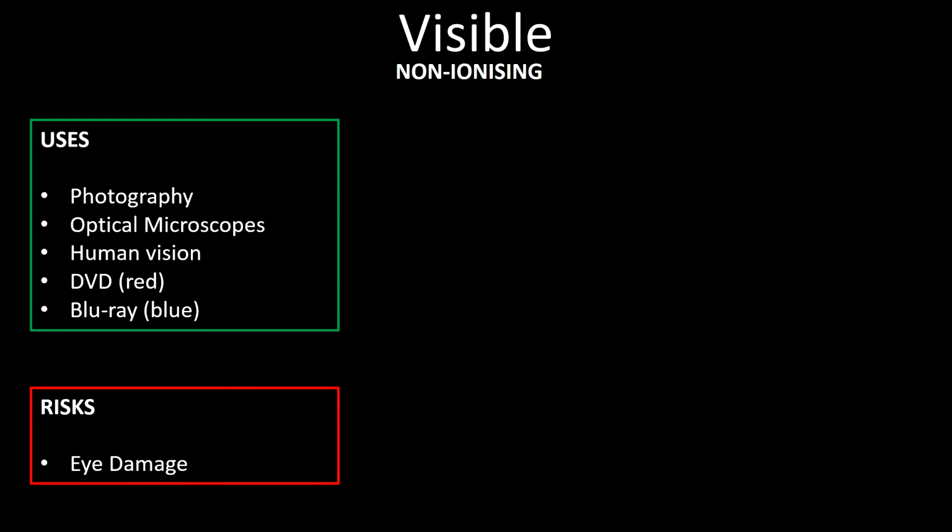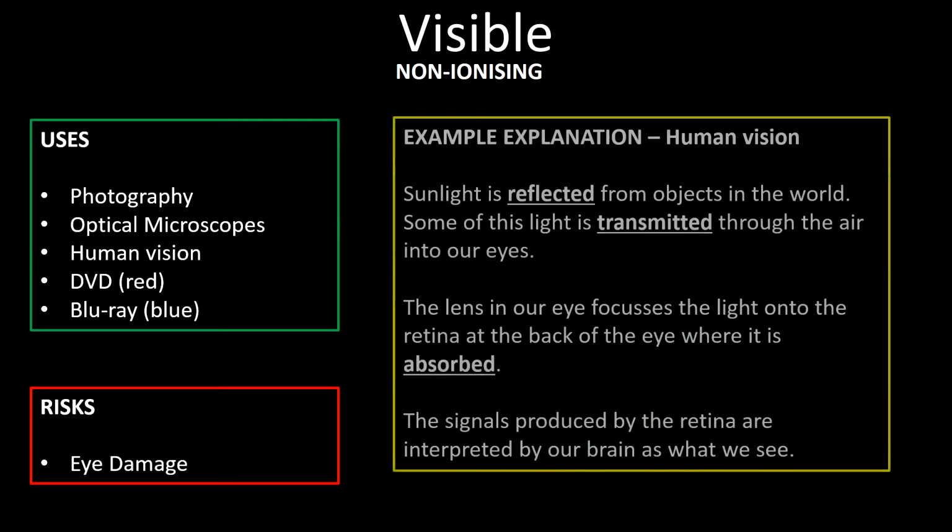Okay, visible light. Well, obvious uses here. Human vision is a big one. DVDs use a red laser diode and Blu-rays a blue one, unsurprisingly. And the major risks here are eye damage. If you look into too bright a light source, for example the sun, then when your lens concentrates the energy at your retina, it could cause damage.